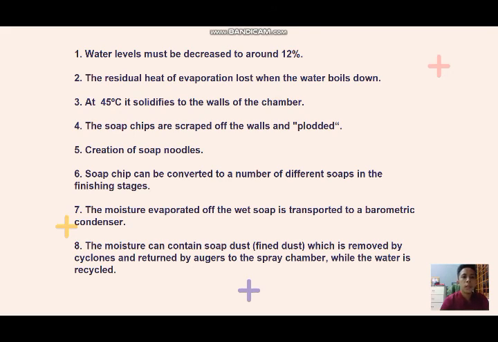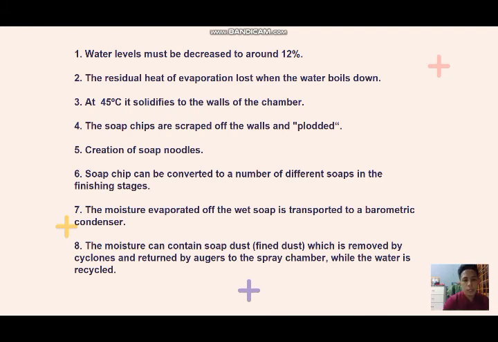The soap chips are scraped off the wall and flooded. For example, they will be pressed together by a screw. Next is the creation of noodle soap, identified as a plodder worm. So the soap is now known as base or neat soap. Soap chips can be converted to a number of different soaps in the finishing stages.